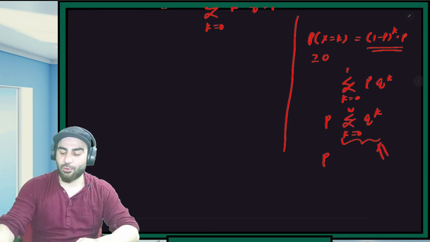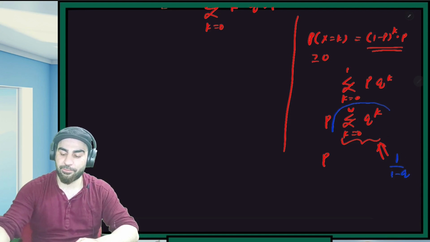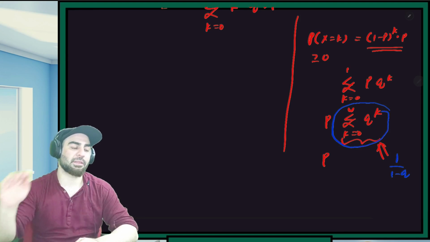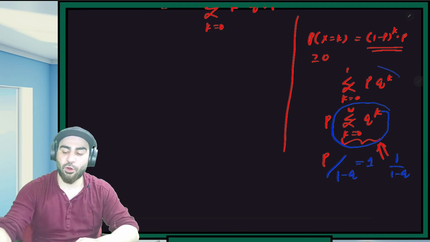So you can quote me on this anywhere, and you can prove this. The sum of this is 1 divided by 1 minus q. If you see this term, this is a geometric series. The sum of a geometric series is 1 divided by 1 minus whatever is there. I can write it as p divided by 1 minus q. You know 1 minus q is equal to p, so this is equal to 1. And I sum over all of these things, so I got this to be 1. This is a valid PMF.